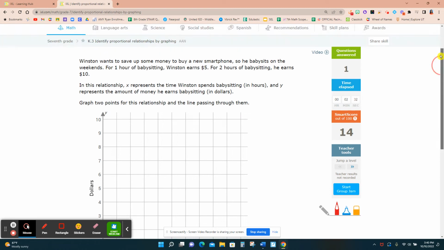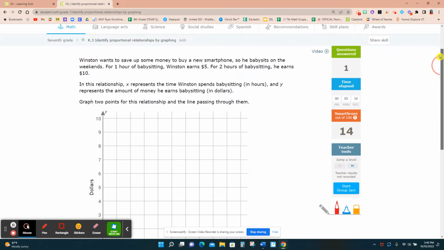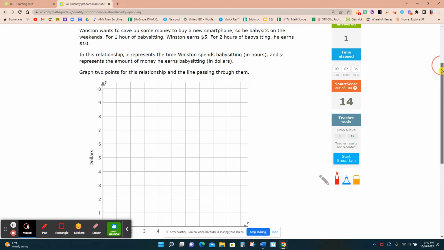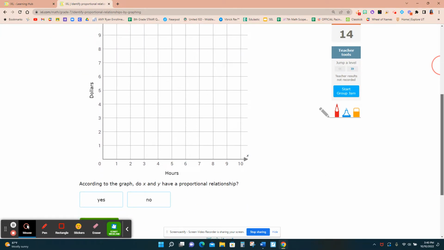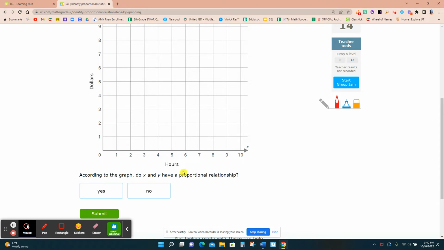Hi guys, right now I'm going to go over K3, identify proportional relationships by graphing. So this is actually a very important lesson that we really have to get familiar with. The questions are going to be asking, according to the graph, do X and Y have a proportional relationship?